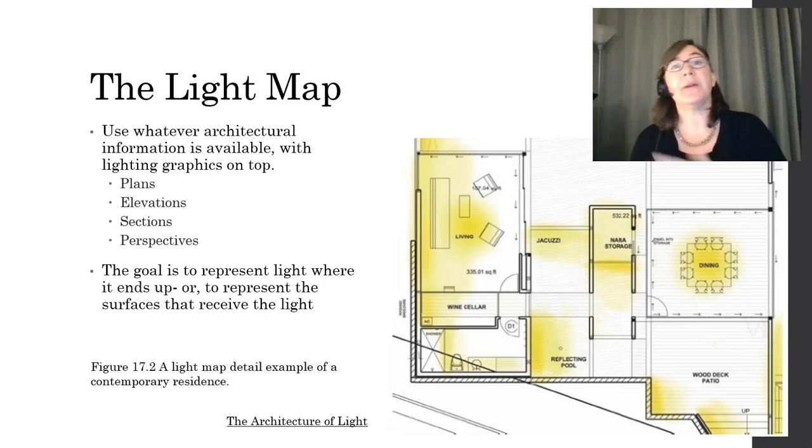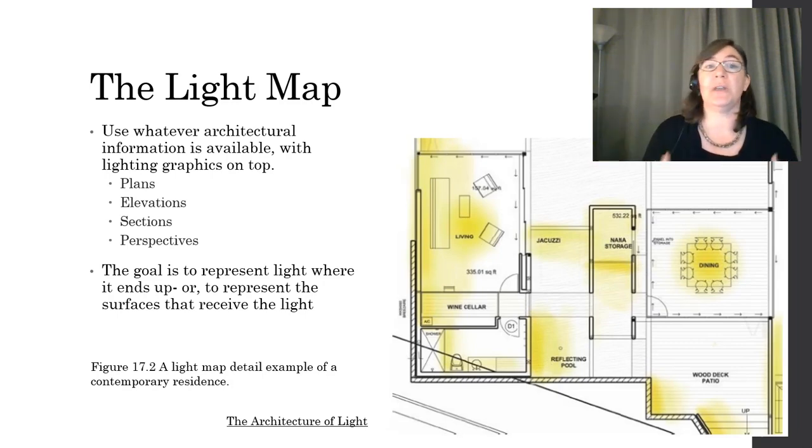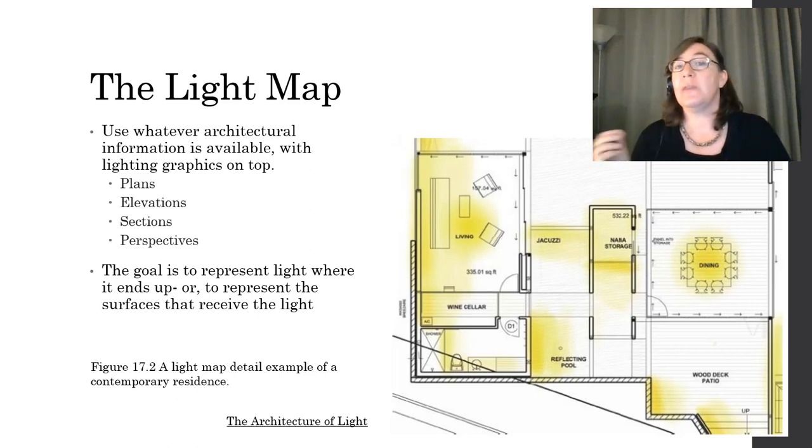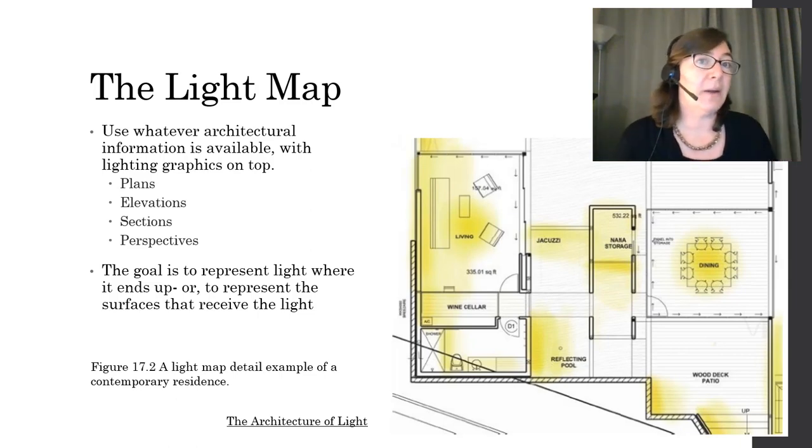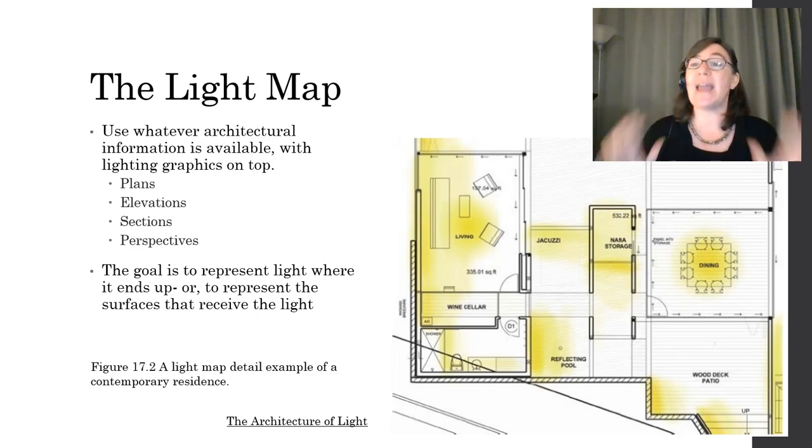When you draw a light map, you're going to use whatever architectural information is available and then just put the lighting graphics on top. You could use plans, elevations, sections, perspectives. They all work within your design process. The end goal of this light map is to represent light where it ends up, or more specifically, to represent the surfaces that are going to receive the light. We are not at this point drawing the luminaires and where they are, we're drawing where the light ends up.